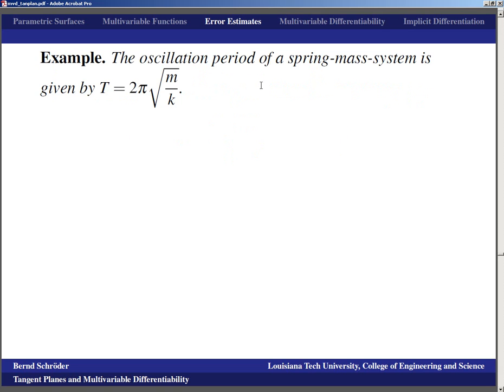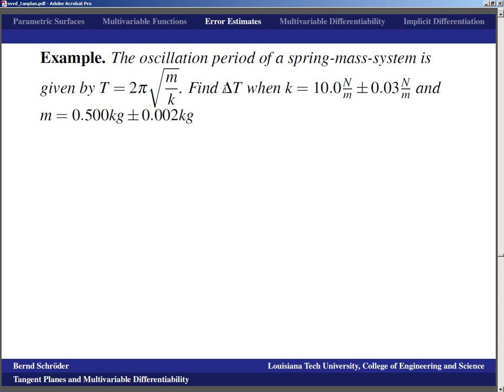As an example, if you're looking at the oscillation period of a spring mass system, we know that it is given by T equals 2 pi times the square root of the mass of the spring mass system divided by the spring constant of the spring. I want us to find the error for the measured oscillation period if we have measured that our spring constant is 10.0 newtons per meter plus minus 0.03 newtons per meter, and the mass as 0.5 kilograms plus minus 0.002 kilograms.